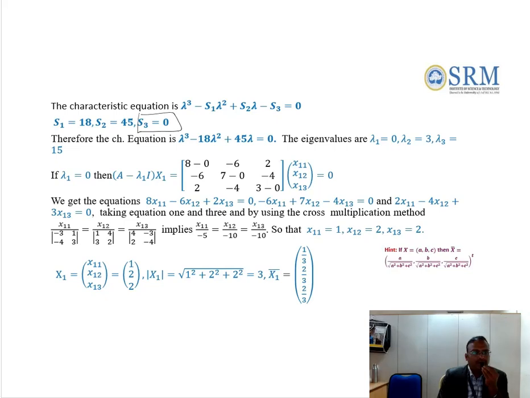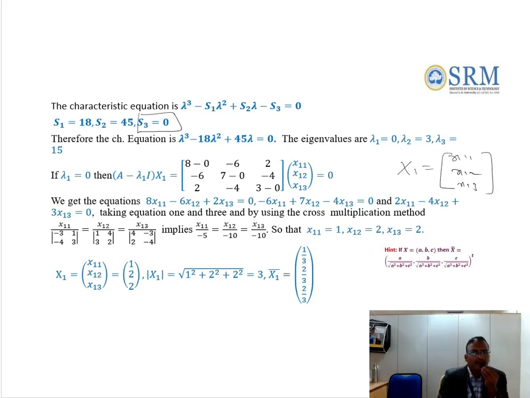Okay, so for the matrix equation (A minus lambda I) x equal to 0, first replace lambda 1 equal to 0. That gives the system of equations 8x11 minus 6x12 plus x13 equal to 0. Similarly, we get the second and third equations. What is our capital X1? Capital X1 is (x11, x12, x13).